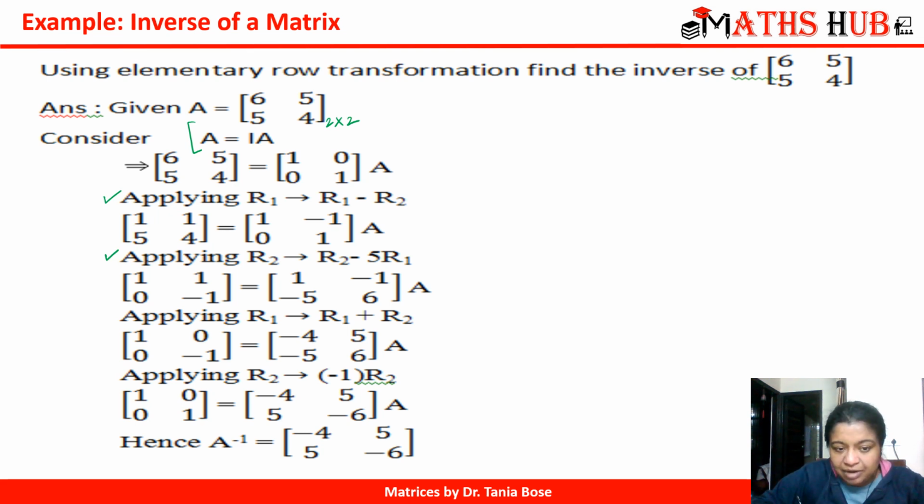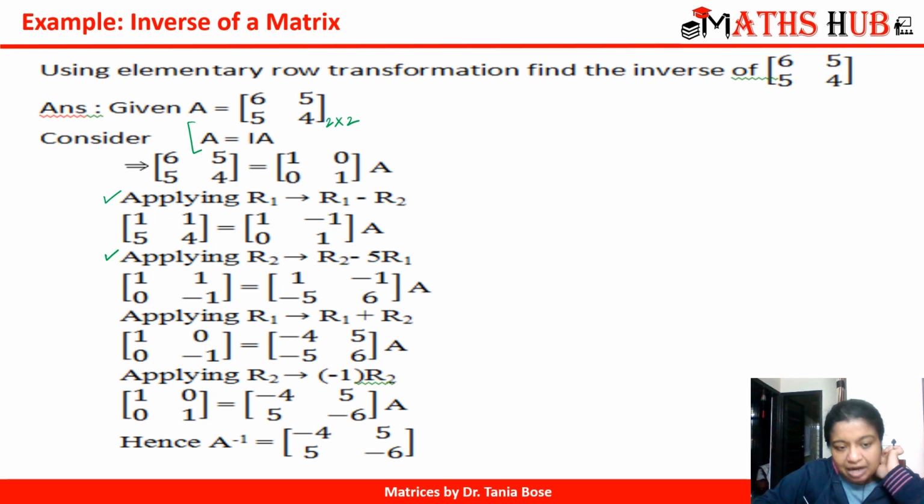The same thing we apply here. There is no change in the first row. The second row will become 0 minus 5 is minus 5, 1 minus minus 5 is 6. Right? So you can see that the first column has become the identity column, the desired 1, 0.